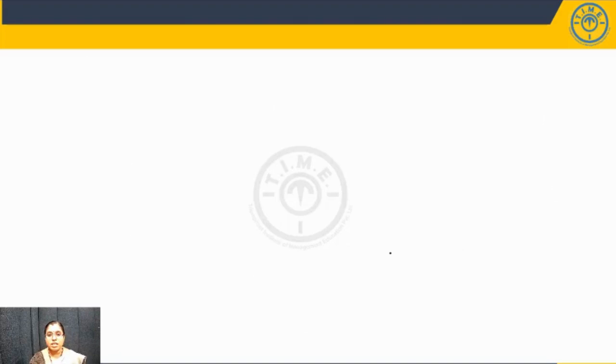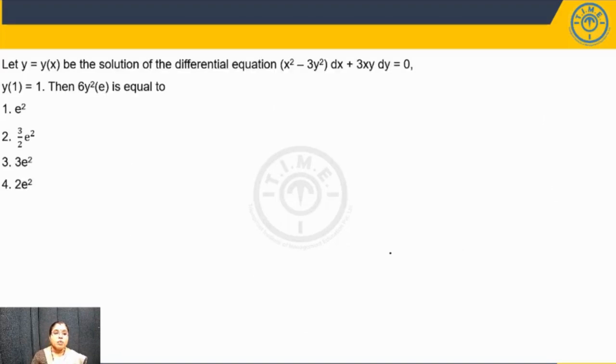Our next question is: let y equal to y of x be the solution of the differential equation (x square minus 3y square) dx plus 3xy dy equal to 0. Just by looking at it, we can be sure that it's a homogeneous equation. Look at the coefficients, look at the powers of the variables. It is all 2. So we can be sure that it's a homogeneous differential equation.